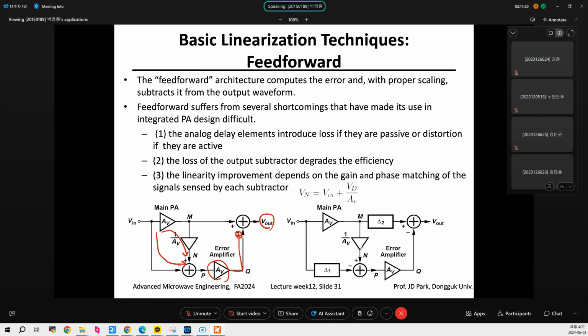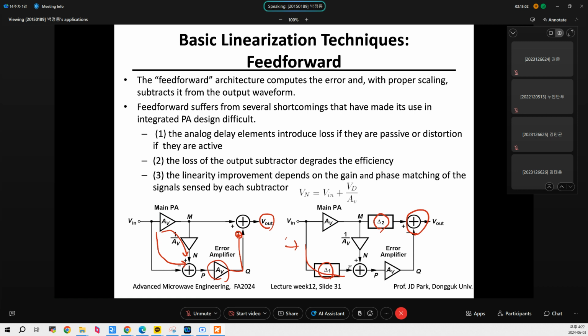However, feed forward suffers from several shortcomings. First, the analog delay element. In a real implementation there is a delay in the path of the signal, and there is also delay in this path of the signal. Those delay elements introduce loss, and the loss in the subtract line also degrades efficiency. After the amplifier, it degrades seriously.